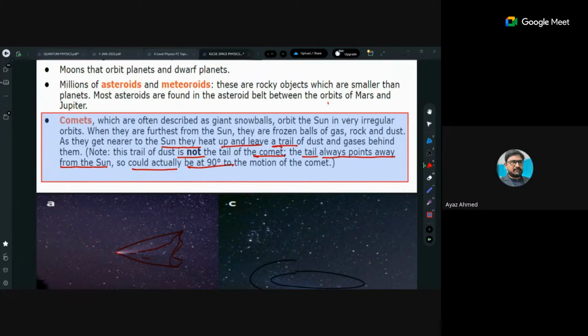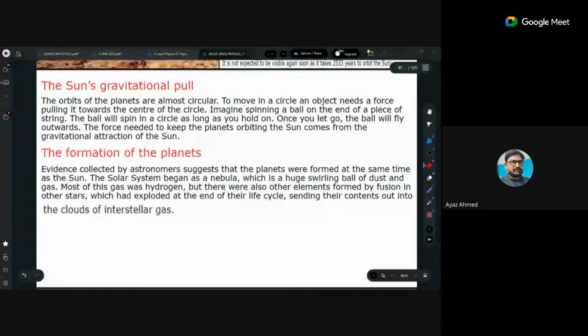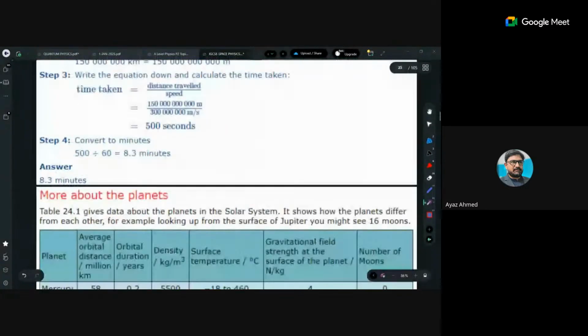ठीक है, ये बात याद रखनी है. इसलिए आपके पास क्या है? We have this, the sun's gravitational pull. Yes, this was the topic where we left, the gravitational pull of the sun. और फिर उसके बाद मैं इंशाल्लाह आगे जाऊँ.